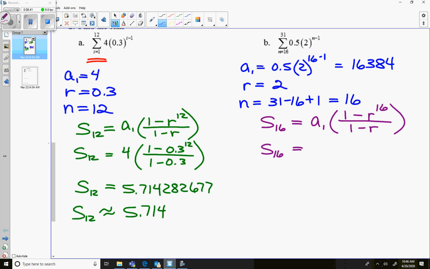First term in this case, 16,384. 1 minus 2 to the 16th all over 1 minus 2. Again, reach for the calculator. Getting a really, really big number.